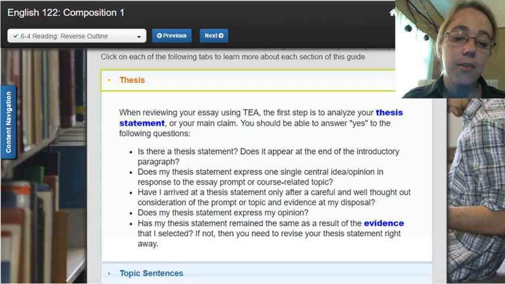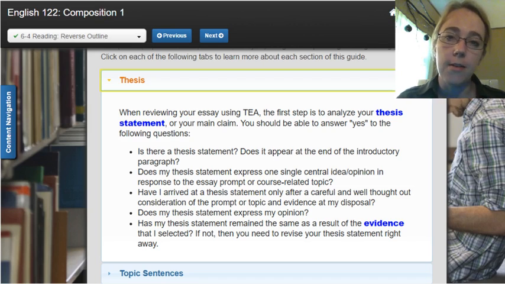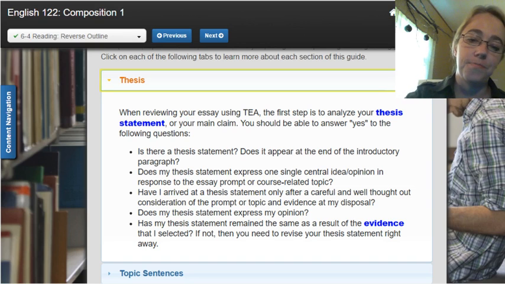And then finally, does your thesis statement remain the same as a result of the evidence that you've selected? This goes beyond your initial reaction to that analysis. And is your thesis supported by the pieces of evidence, those quotes and paraphrase content that you're using? Does that evidence support what your thesis is saying? If not, then maybe we need to either adjust our evidence or adjust our thesis statement.